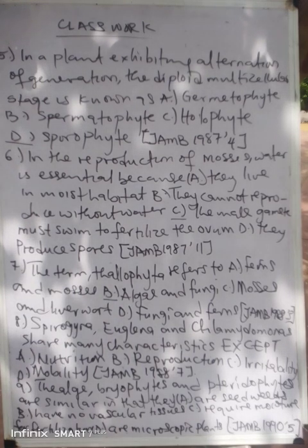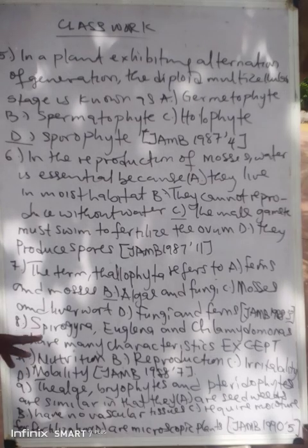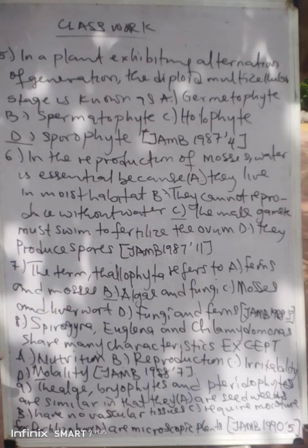Number 8, Spirogyra, Euglena, and Chlamydomonas share many characteristics except what? What characteristic do they not share? Nutrition is one of the characteristics of all living things. Reproduction is one of the characteristics of living things. Irritability is one of them. Mobility, that's the answer. Mobility, ability to move.